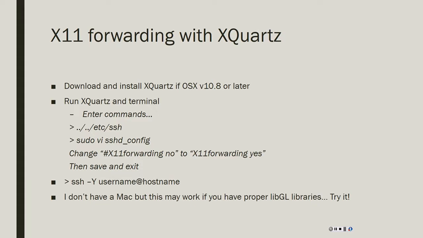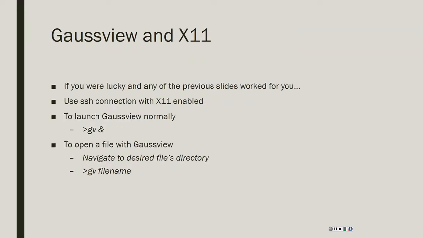You have to be the root user to use it, so you have to have sudo and then enter your password before you can edit the file. Scroll down, look for the commented X11 forwarding no, and change it to X11 forwarding yes without the comment, save and exit, and then enter like you would in Cygwin with ssh -Y. If you're missing the libraries, I don't know how to fix them. So with the Mac, you can figure it out.